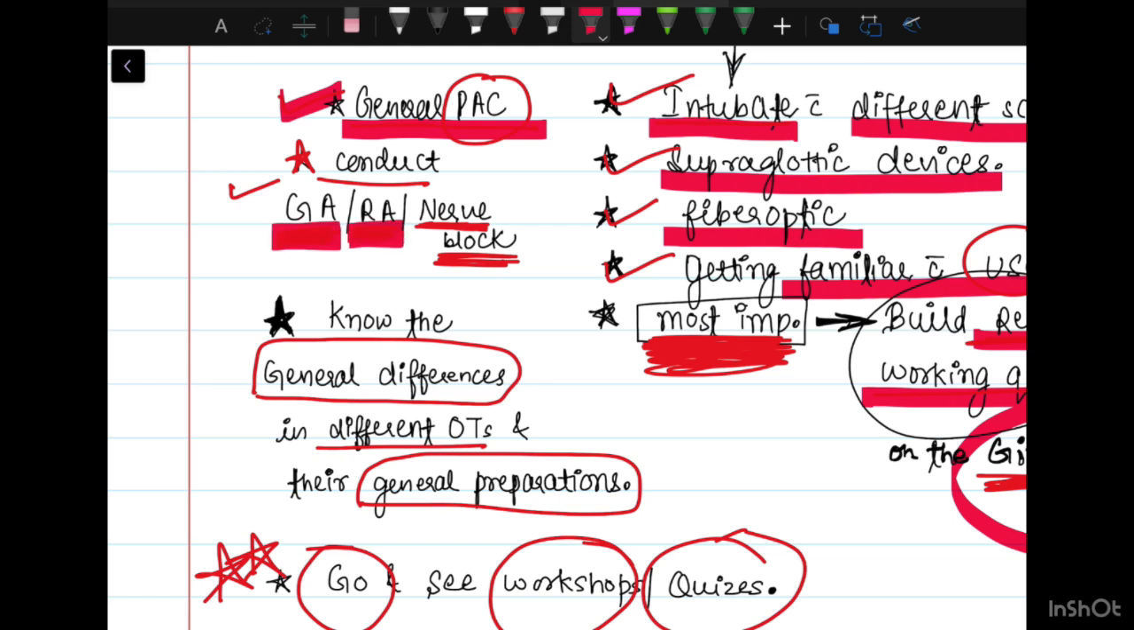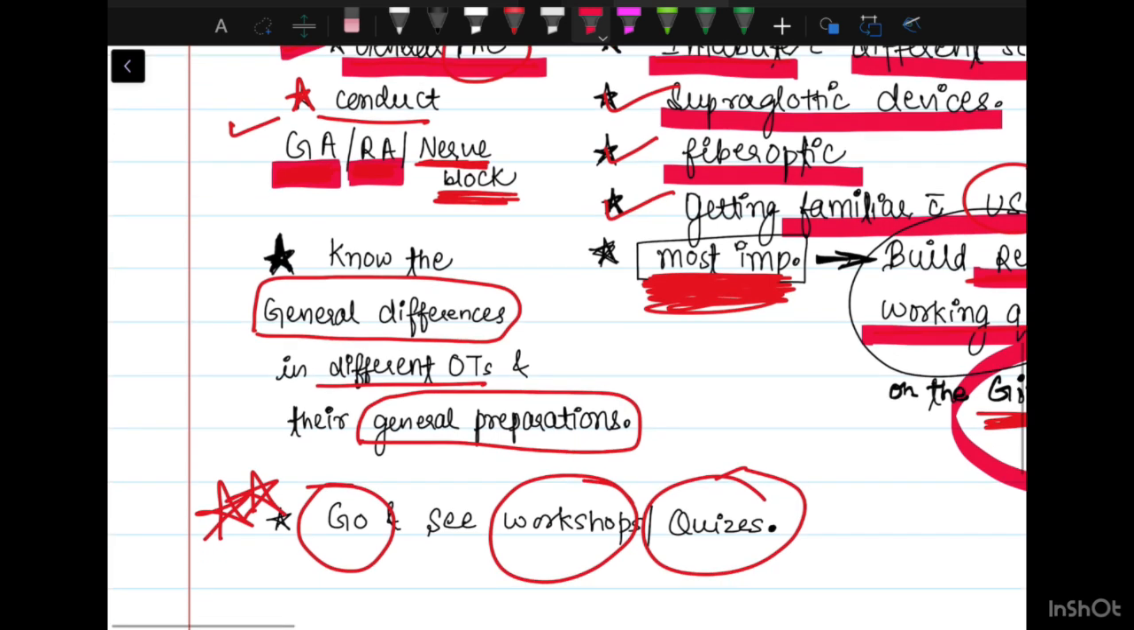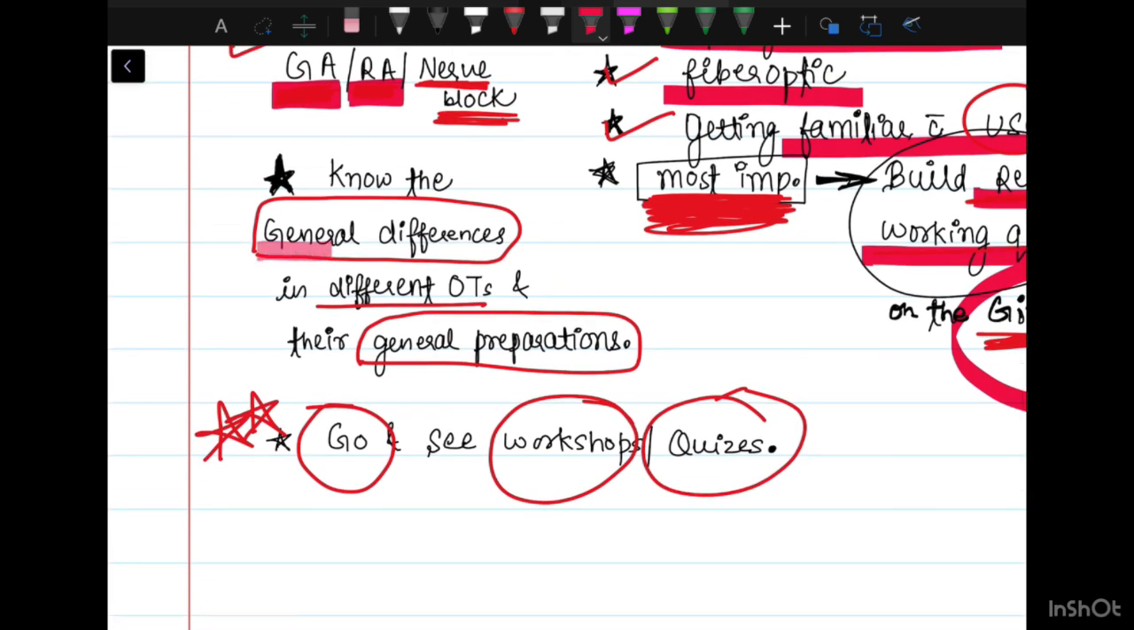Then you should know how to conduct a general GA case with no complications, how to give spinal and regional anesthesia, and the general differences in the different OTs. That means, suppose you are posted in pediatric OT, there's a general preparation for every pediatric case. Whatever is practically important, you should know that. If an obese patient is coming, what to prepare in your OT. Especially for neurosurgery patients, you should know the exact things you should prepare in your OT regularly, no matter what the case is.